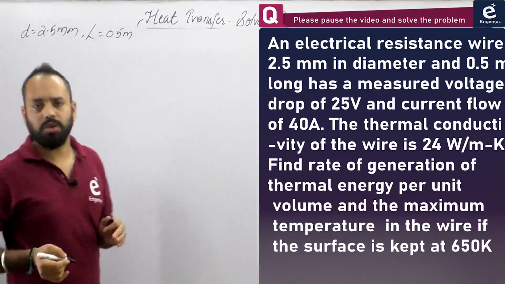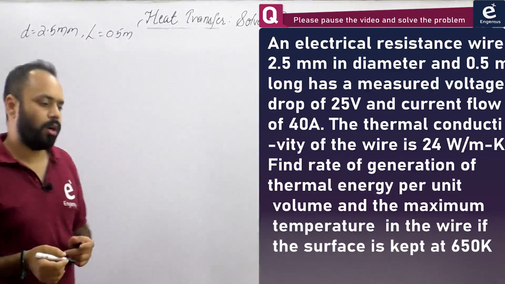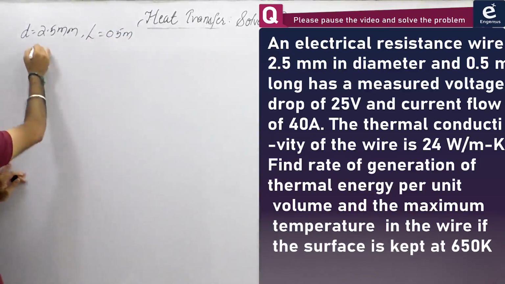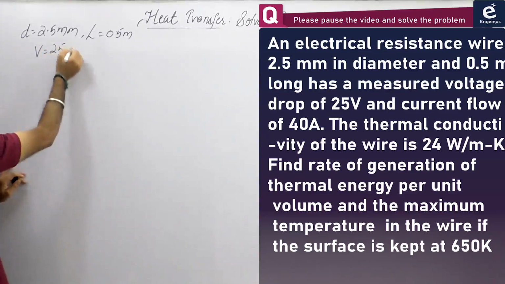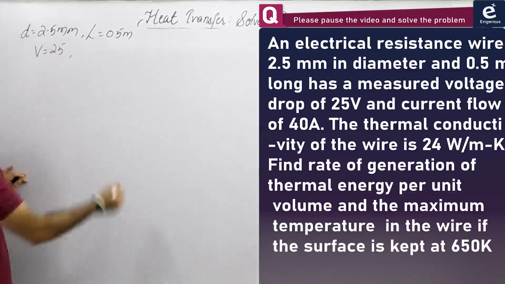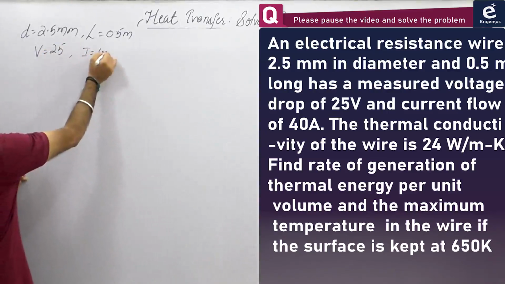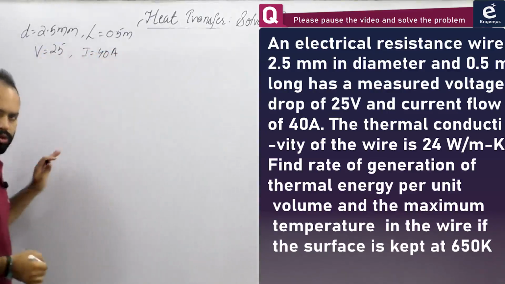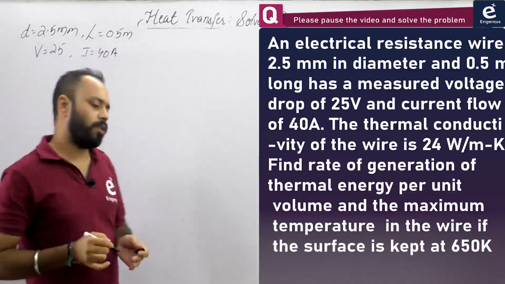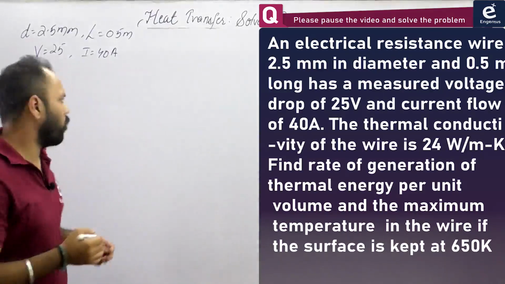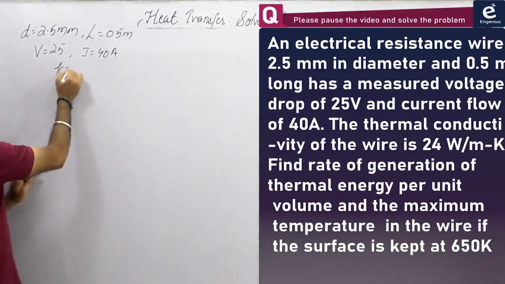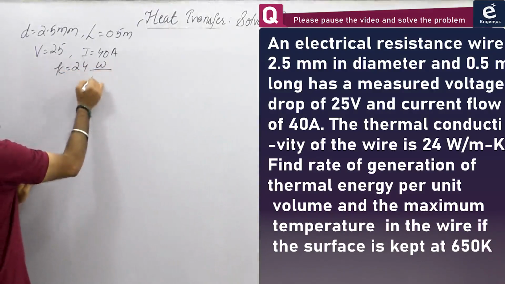Has a measured voltage drop of 25 volts for a current flow of 40 amperes. So delta V, or V, is 25, and the current flow is 40 amperes, so I is 40 amperes. ठीक है? कुछ पहले जैसा ही है. The thermal conductivity of the wire material is 24 watt. So K is 24 watt per meter per Kelvin.